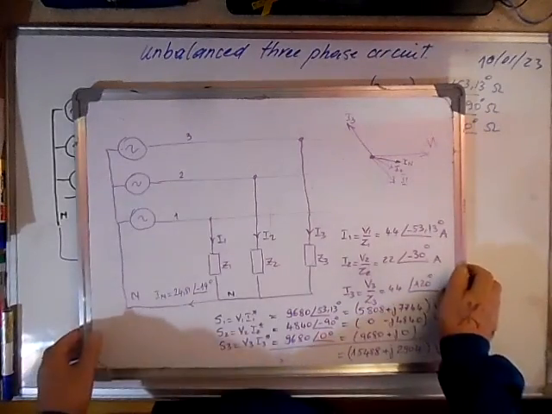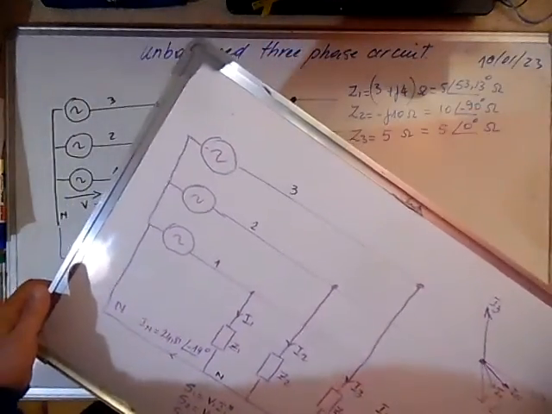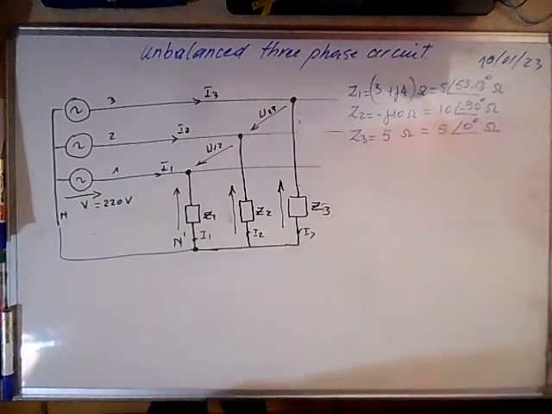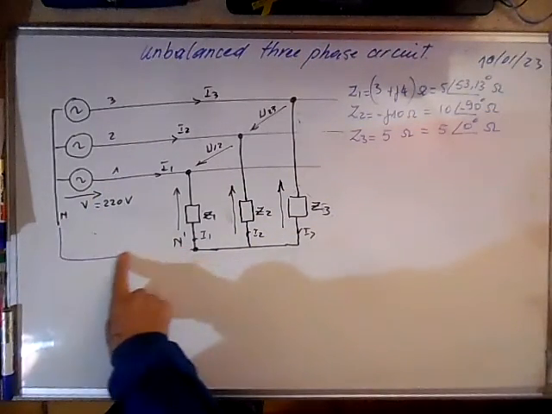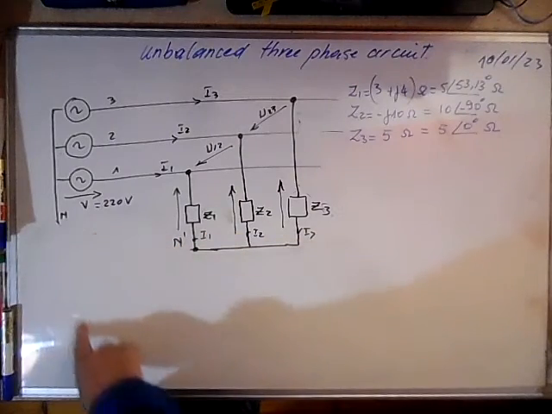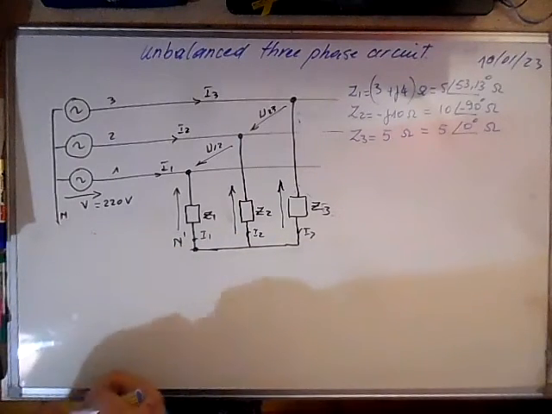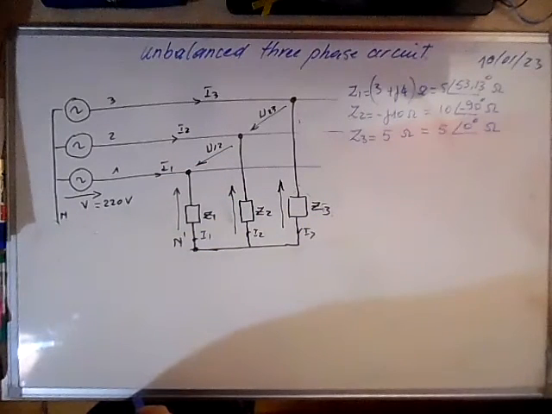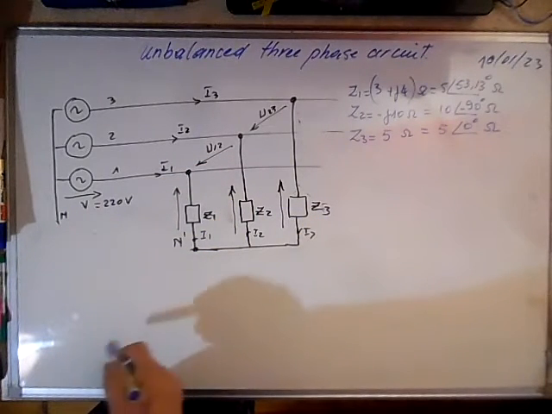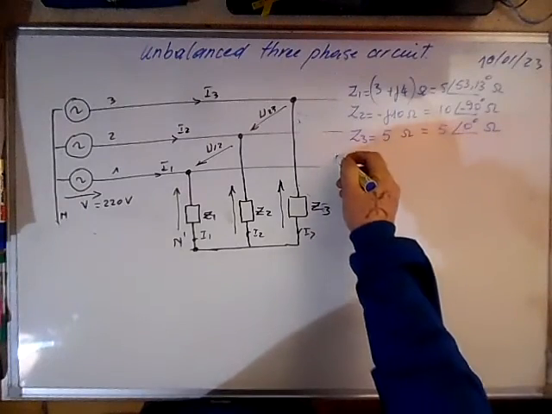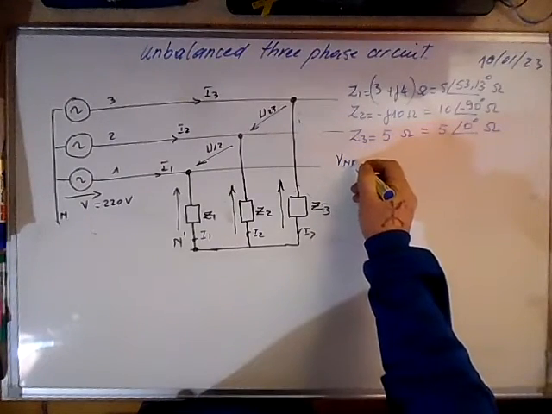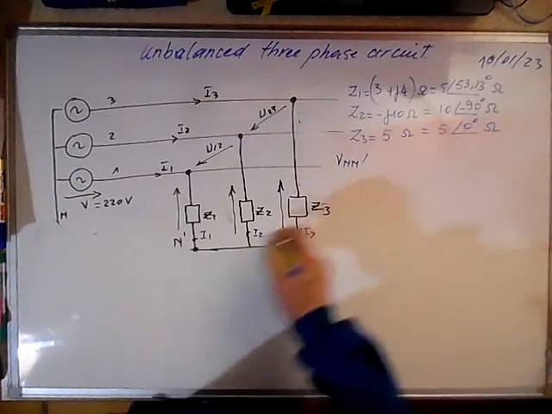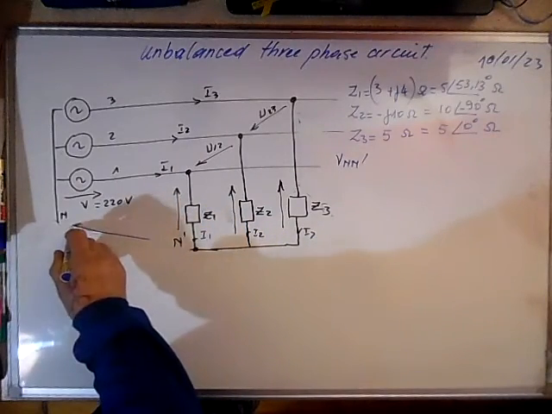And now we are going to disconnect the neutral here, and we repeat the same calculations: the line currents, the power delivered by the source, and the voltage Vn n prime, which is here.